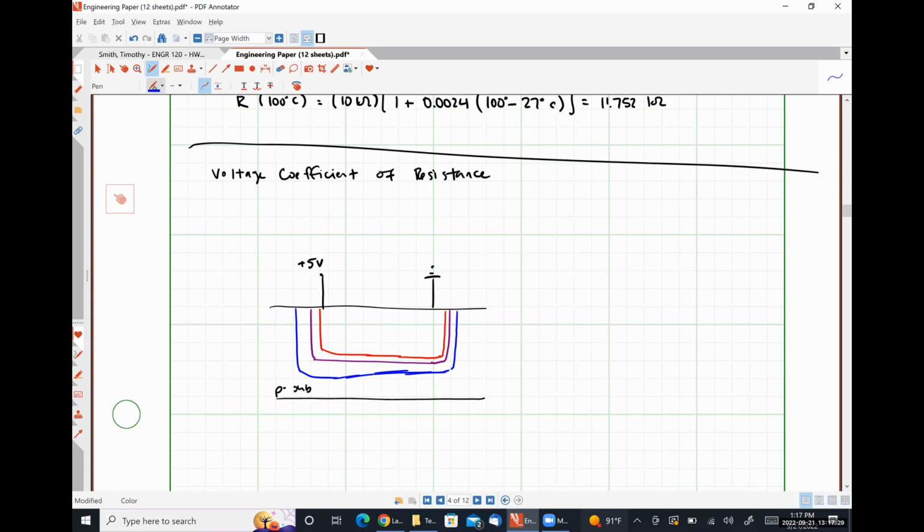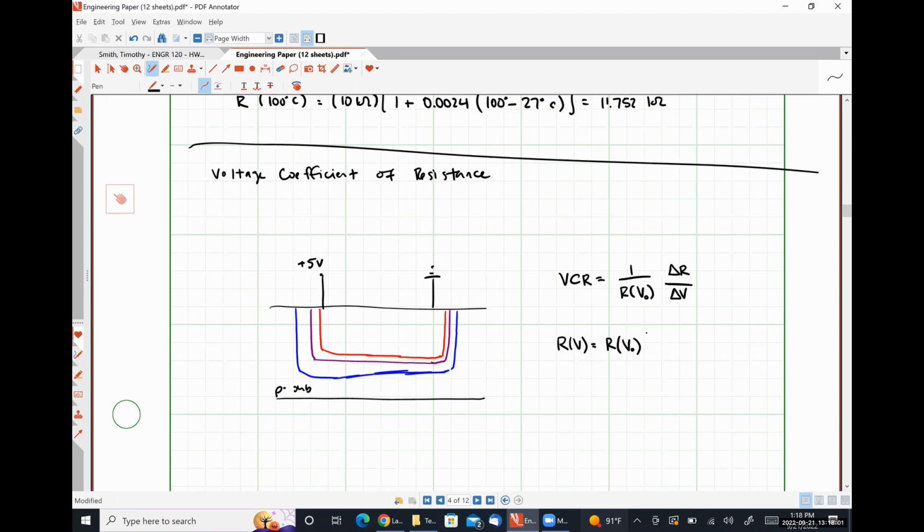This relationship is given by the voltage coefficient of resistance, VCR, which is 1 over the resistance at some nominal voltage V naught times delta R over delta V. Very, very similar in definition to our temperature coefficient of resistance. And then our resistance overall as a function of voltage is pretty much the exact same equation.